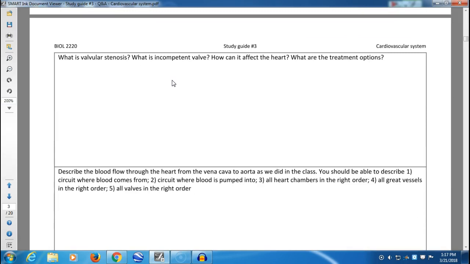Valvular stenosis, narrowing down of valves. Okay? When valve becomes incompetent, it means that it doesn't close completely.